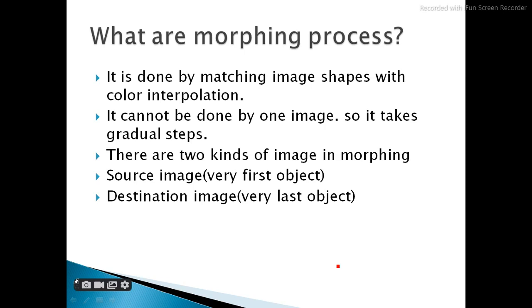Like one person is jumping from the top floor to the ground floor, then it is nothing but the images. The proportion of the image changes gradually, from one degree, then another degree, then another degree, and finally to the downside. There are two kinds of image in morphing. The first one is the source image, that is the first image, and the second one is the destination image, that is the very last image. You want to convert from the first image to the last image.